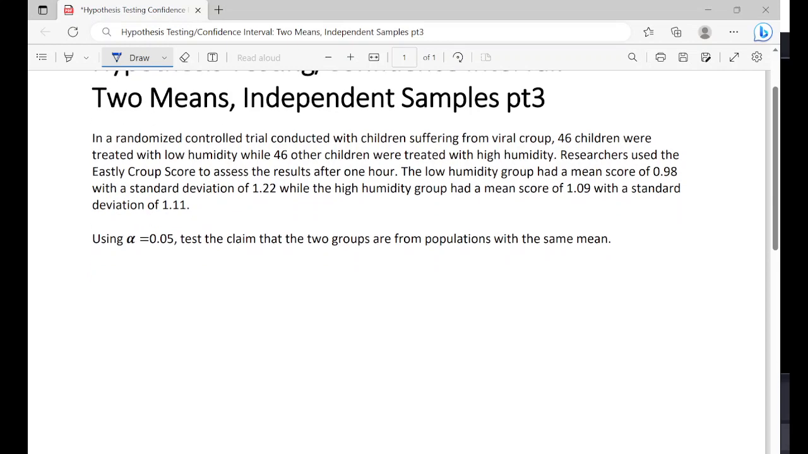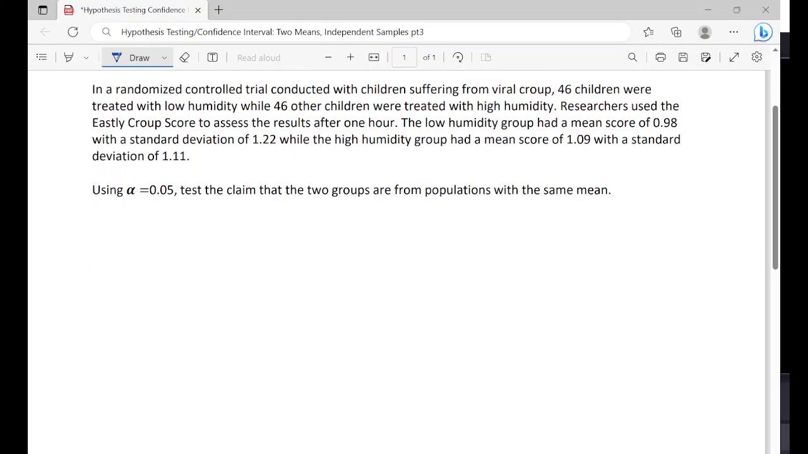So since they're dealing with two different groups, we need to pick out the information so it's easier to reference later. We're dealing with sample means and sample deviations from two different groups, so we need to write those out specifically off to the side. So we have x bar 1, the sample mean of the first group, the low humidity group, of 0.98, with a sample standard deviation of 1.22, and a total number of people in this group being 46.